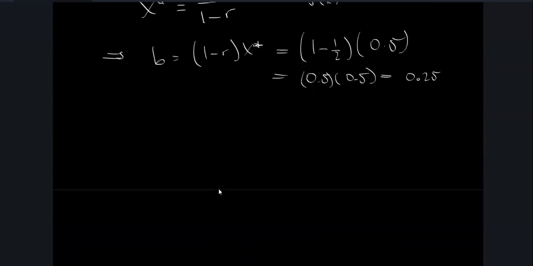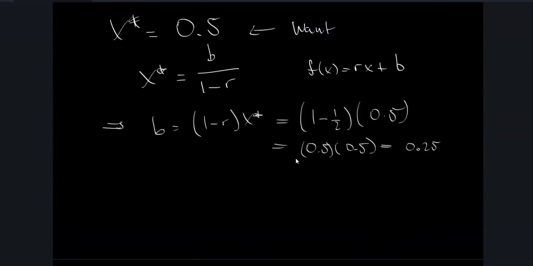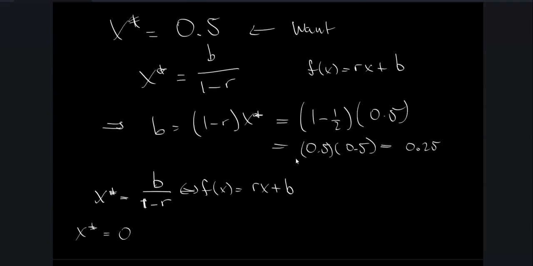Okay, how did I find that again? Here's just a quick recap. I know my equilibrium concentration, x star, is going to be b over 1 minus r. This is for a time dynamical system of the form f(x) = rx + b. I want to find b such that my equilibrium is 0.5. So all I do is plug 0.5 into the equilibrium and solve for b.